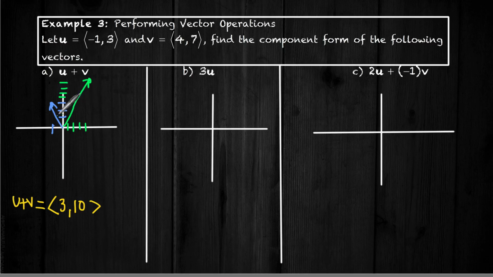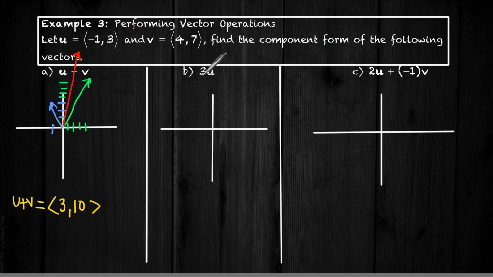You add these two together and you get a totally new vector, which we'll use red for, which is over 3 and up 10. So that's right about there. And this is the resulting vector. It's called the resultant vector that you get when you add the blue vector, which is u, with the green vector, which is v. You get a totally new vector there.